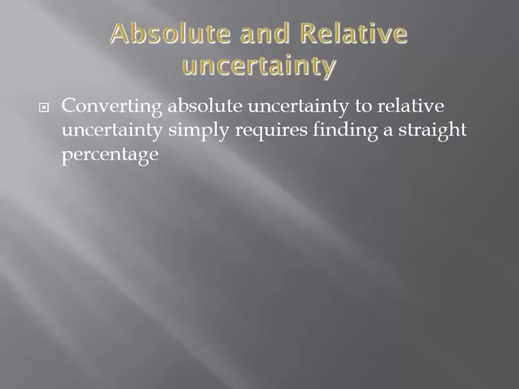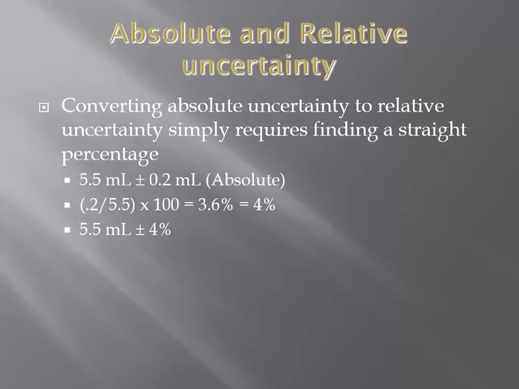So you can convert an absolute uncertainty to a relative uncertainty, hopefully very easily, if you understand anything at all about percentages and how they work. So for instance, 5.5 milliliters plus or minus 0.2. That 0.2 is an absolute uncertainty. It's 0.2 milliliters. That's what it is. Very black and white. I could find the percentage, so my total measurement is 5.5 and it's 0.2.